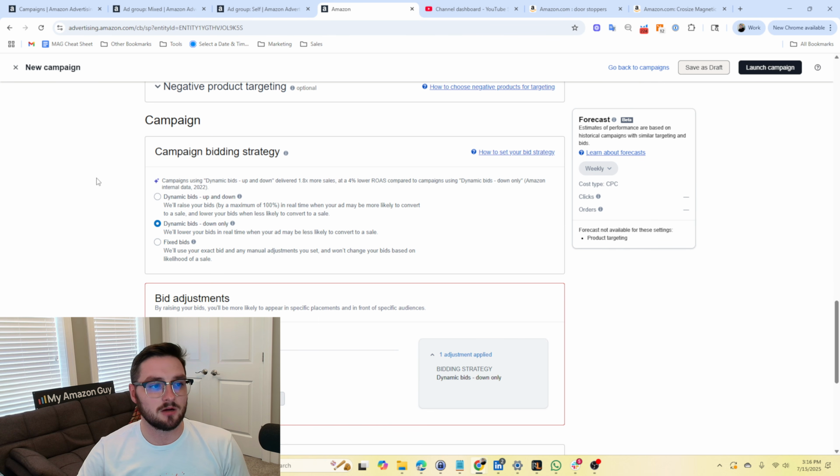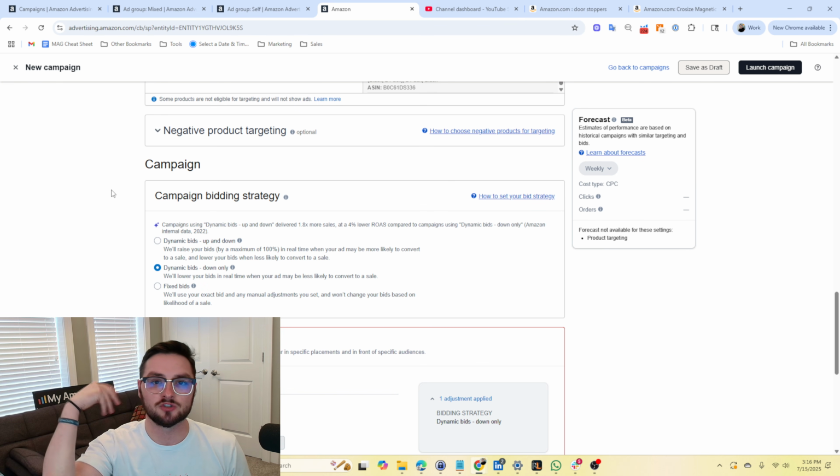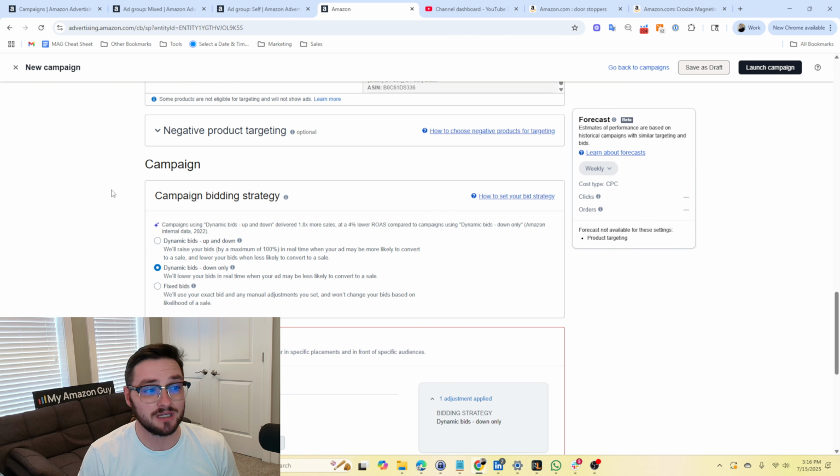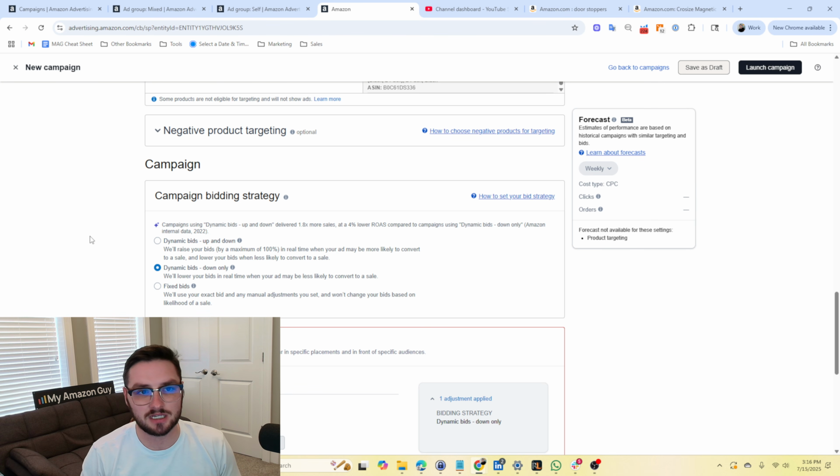So now bidding strategy, I'm going to do dynamic bids down only here. Now, dynamic bids down only, if you don't know, means that the bid that we set here, that 75-cent bid, is going to be the top range at what we actually are going to be bidding against. However, you can have any type of bid under that 75 cents. So it's different, whereas dynamic up and down, it could theoretically fluctuate up to 150%, or sorry, $1.50, or fixed bids where it would no matter what just be set at that 75 cents. So big fan on my end of dynamic bids, especially when we're going to be doing things with bid adjustments, which we'll dig into right now.